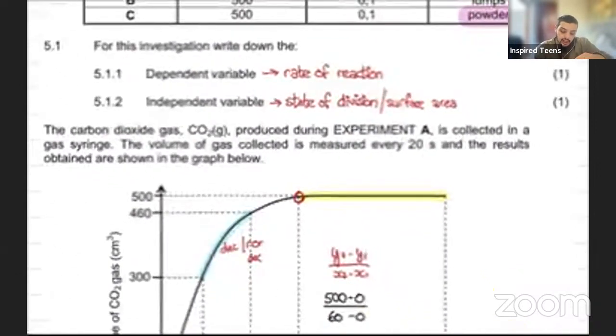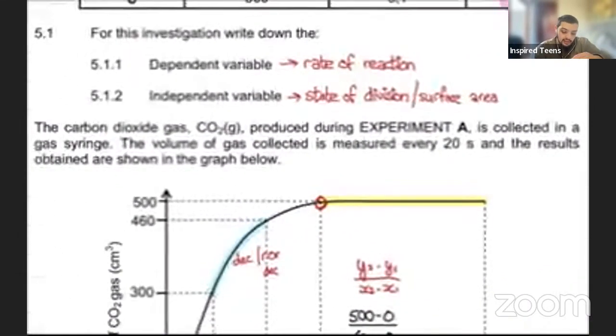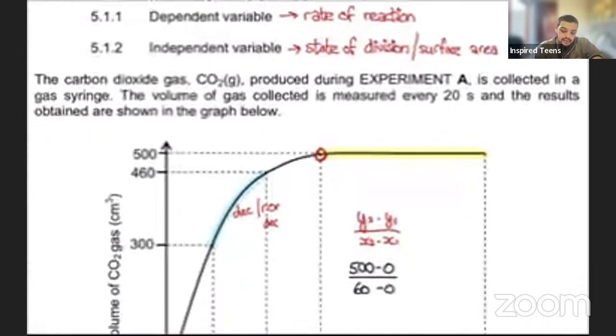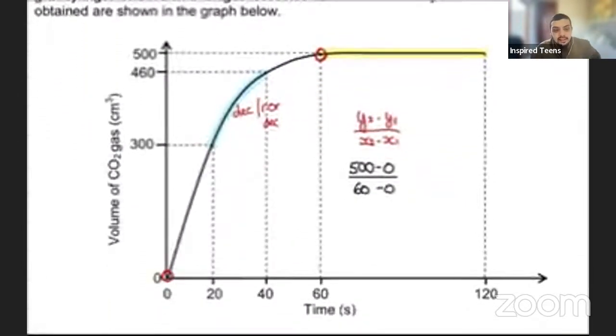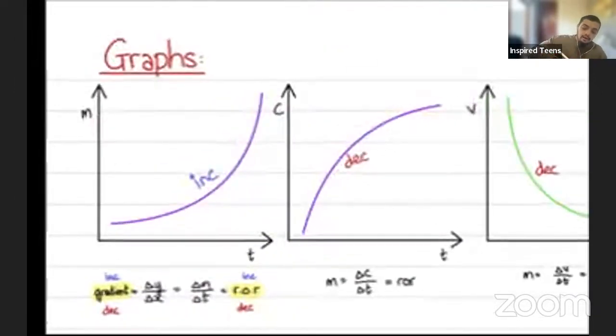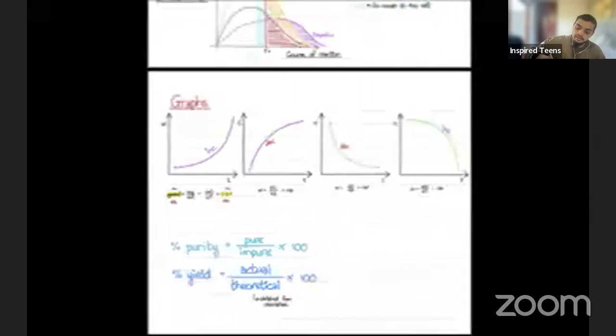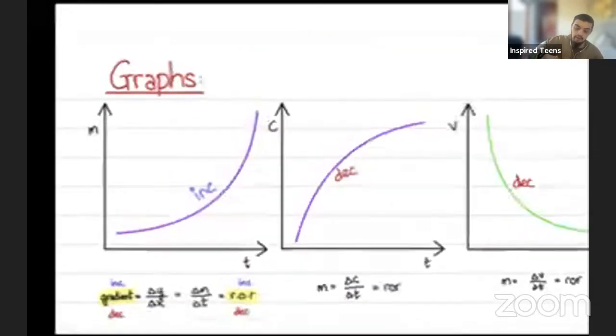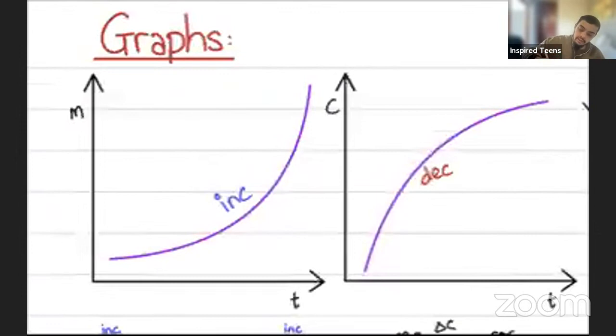The carbon dioxide gas produced during experiment A is collected in a gas syringe. The volume of gas is collected and measured every 20 seconds, and the results are obtained as shown. We can see this graph, right? This graph is given to us, and we can see the production of CO2 gas in the form of a volume versus time graph. We can see that the volume is increasing, which means it's a product being formed, right? These are product graphs. Because it's increasing, this is most likely the formation of a product.